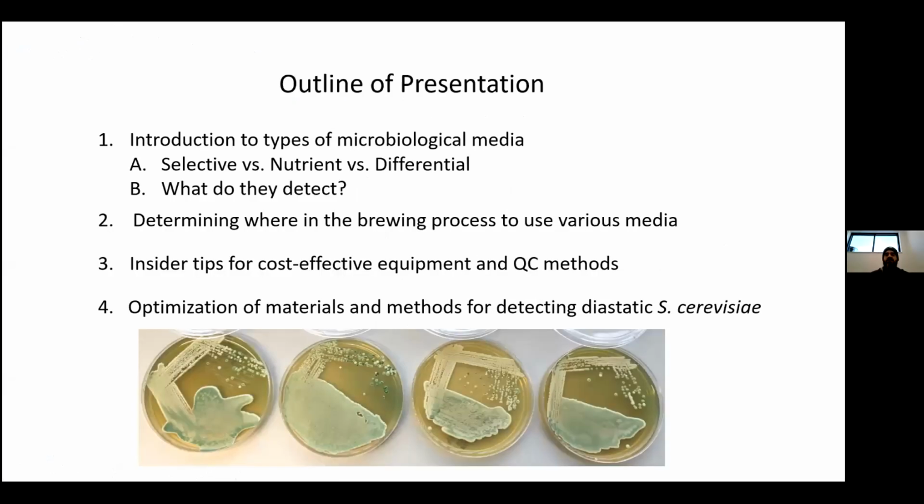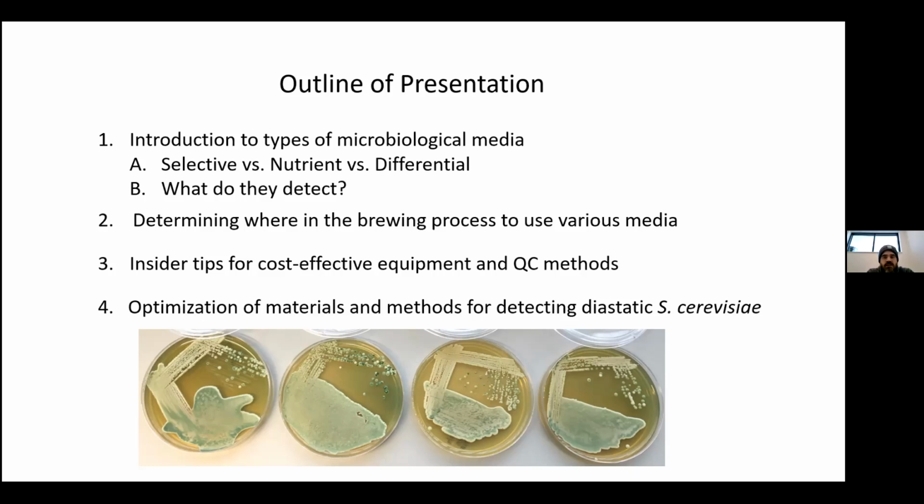Okay, so an outline of what I'm talking about today. I'll start out by talking about media. If you've had any background in microbiology or in brewing microbiology, some of this you've heard before, but if you haven't, this will be new, and hopefully I can get it across in an understandable manner. The first part, I'll be talking about microbiology media and what is meant by selective and nutrient and differential media, and the organisms they detect. I'll talk a little bit about where in the brewing process you'd use these types of media.